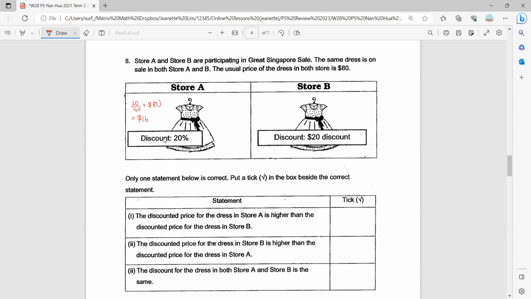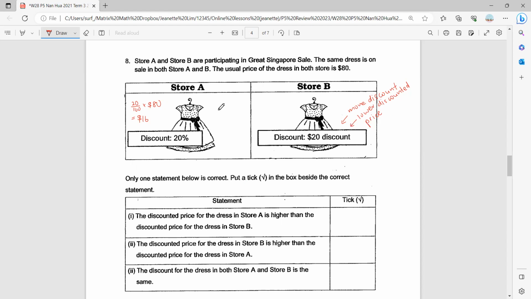Okay, 16 means that this one, more discount. Right, more discount. So this one, less discount. So, but what about the discounted price? If you have more discount means it's lower discounted price. Lower discounted price. So there's a difference between discount and discounted price. Okay, discount is how much you save. Discounted price is how much you pay. So the more you save, the less you pay.